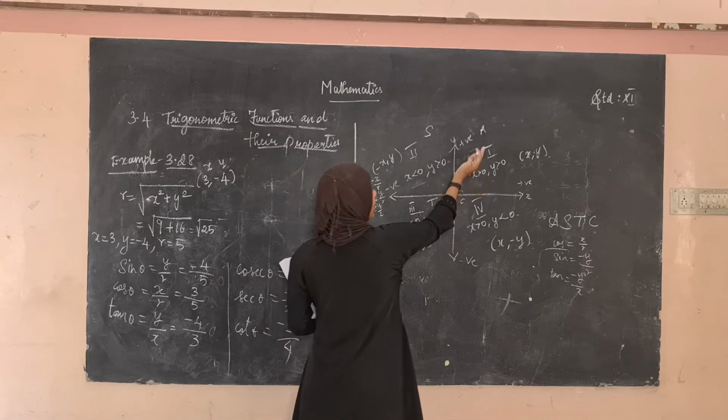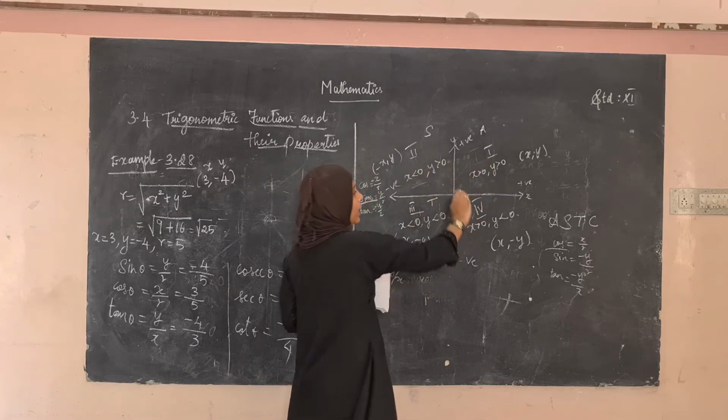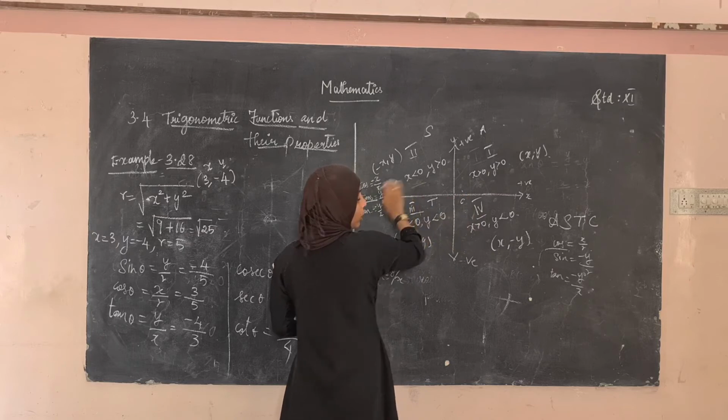So first quadrant, starting from this, it goes like this. You should not take first 2, 1, 2, 3, 4. You should not take it like that.